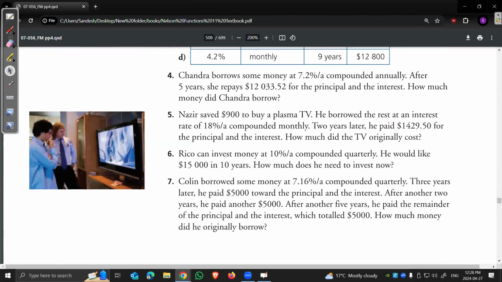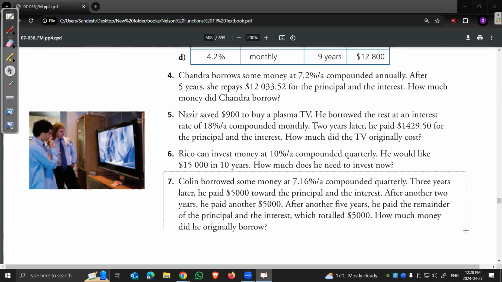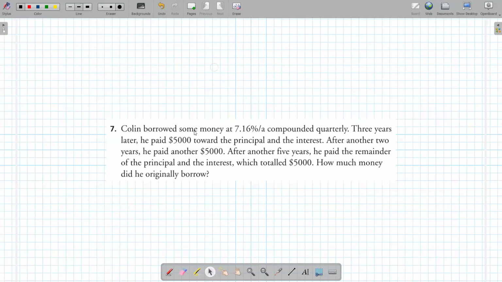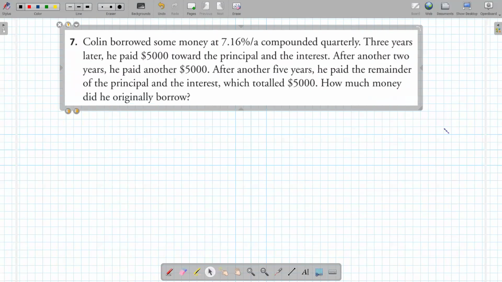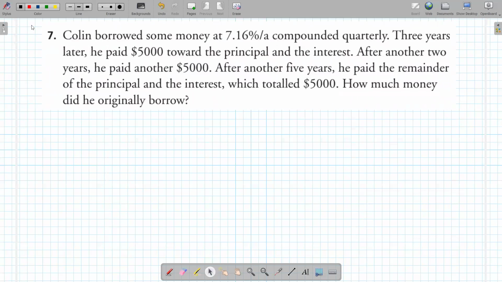Let's do a complicated question, because this one will force you to think a little bit. Everything else is just plug and chug for the most part. So Colin borrowed some money. 3 years later, he paid 5,000 towards the principal and the interest. All right, so this is one of those questions where you have to kind of sketch the timeline because there's multiple things going on here.